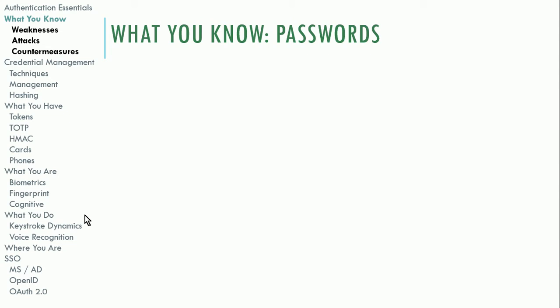So the first factor, if you look along the side of the presentation here: what you know, what you have, what you are, what you do, and where you are are each different factors for authentication. So when we talk about single factor authentication, that means identifying a user or a person based on only one of those credentials, where two-factor would be using two of those, and three-factor would be three of those. It's not common to see more than three-factor.